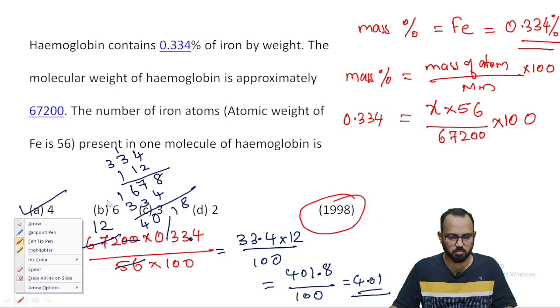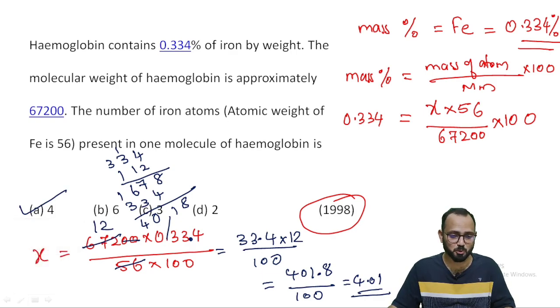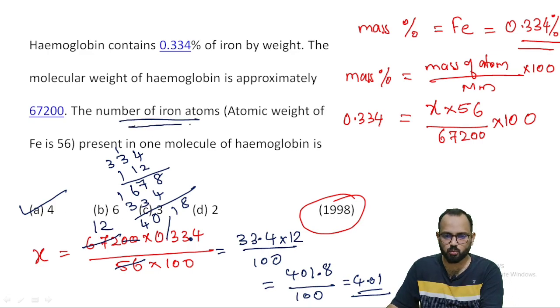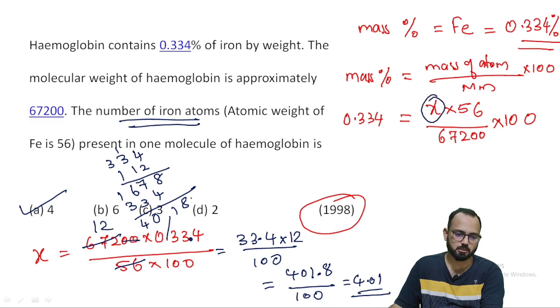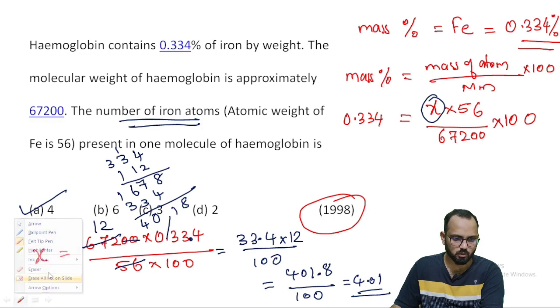You know, my PPT always looks like this, but what to do? You got the answer, right? Just multiply and divide, and you will get the answer. I know you got the answer even faster than me, but that's good. X is 4. So the number of iron atoms we have found out, X, is 4. We got the answer. So this is how the question goes.